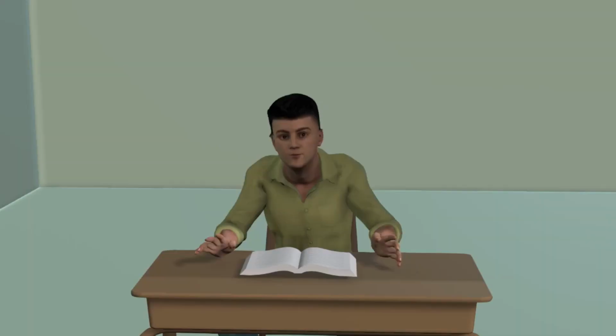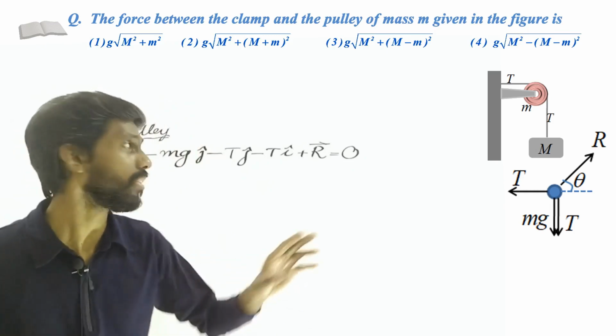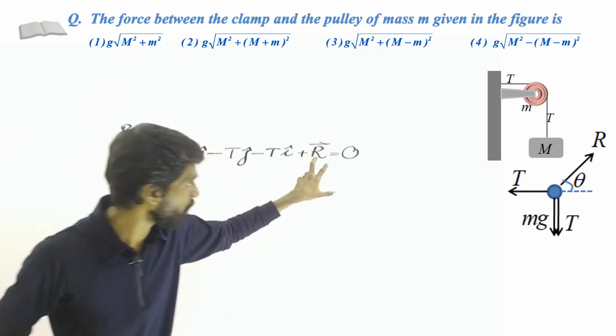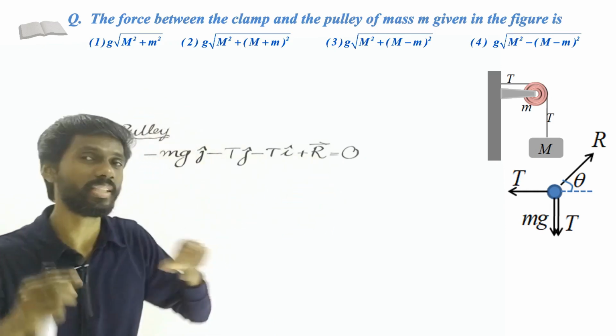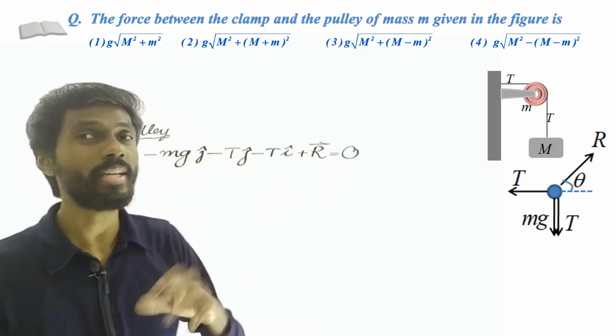What's the direction of this reaction force? That is what we don't know. We have to find that R vector only. So we don't know the direction. That depends on the other vectors. That's why we have simply taken it as R vector. We have not attached any direction to that, right? So we will find R vector, and from that we will come to know what the direction of R is.